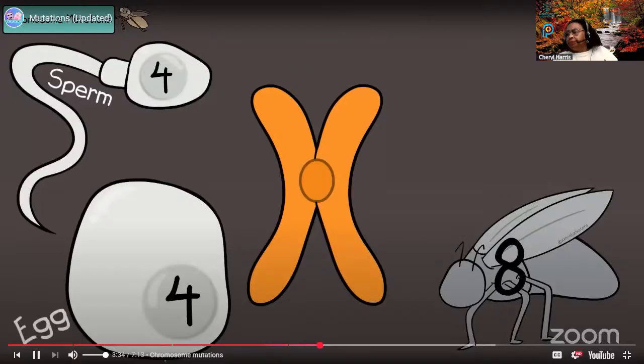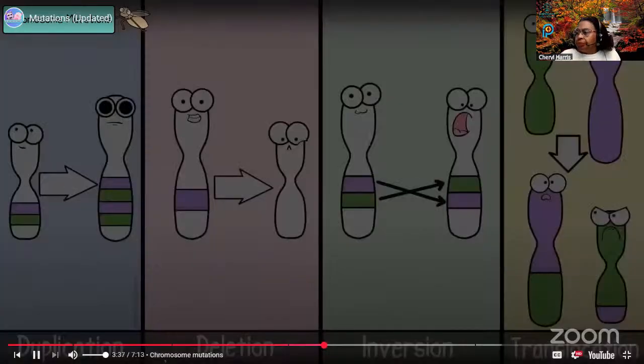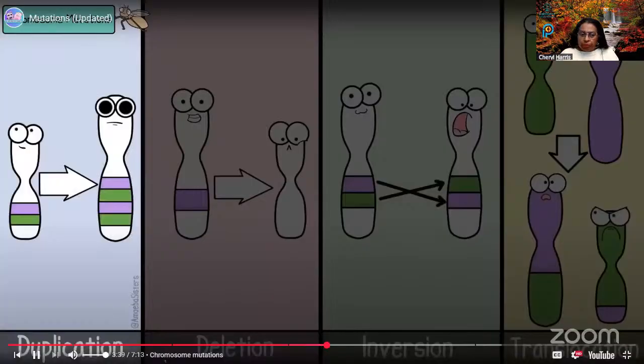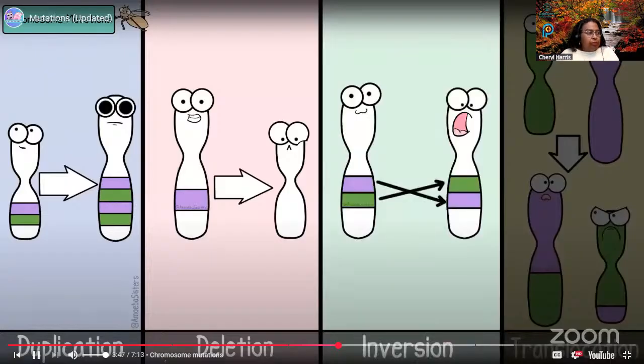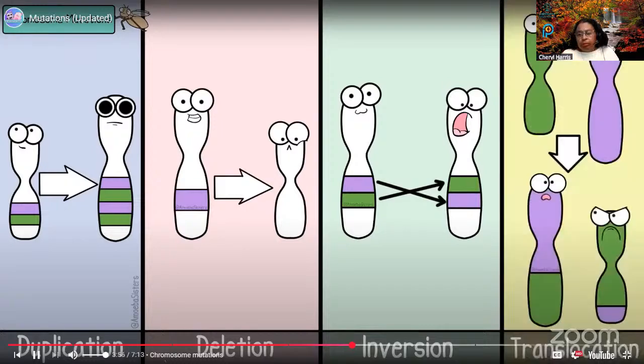from a sperm cell. Some examples of chromosomal mutations include duplication, where extra copies of genes are generated, deletion, where some of the genetic material breaks off, inversion, when a broken chromosome segment gets inversed, which means reversed, and put back on the chromosome, or translocation, when a fragment from one chromosome breaks off and attaches to another chromosome.